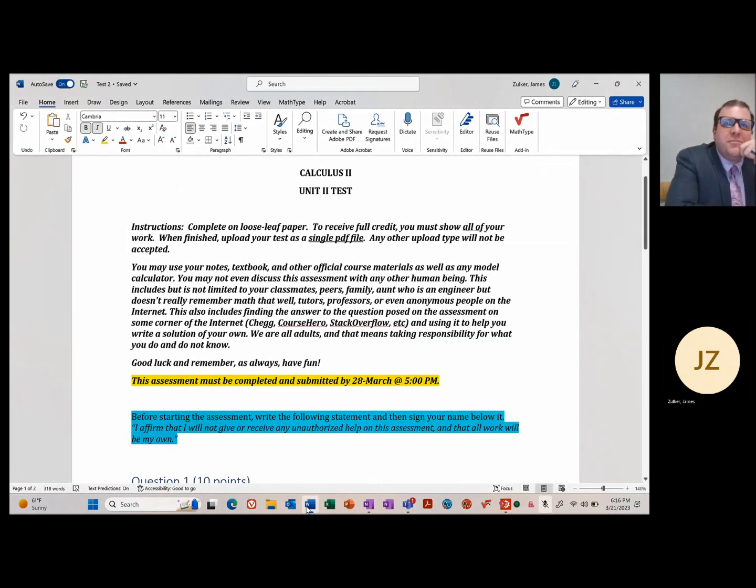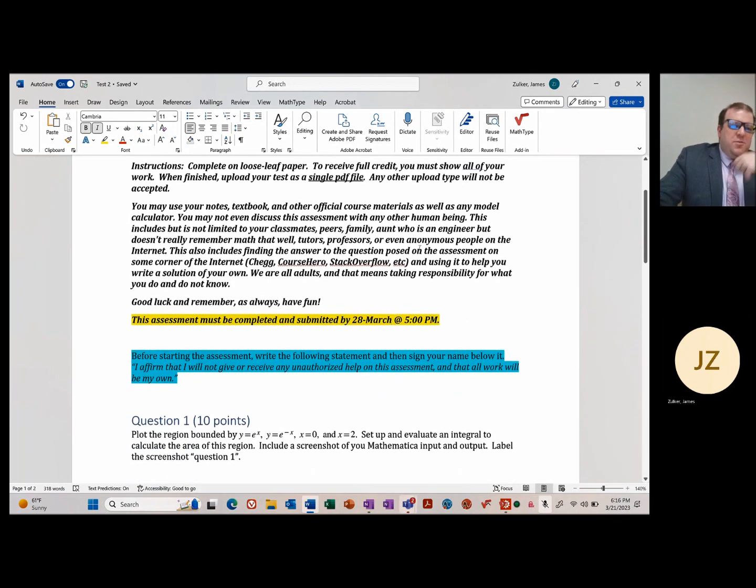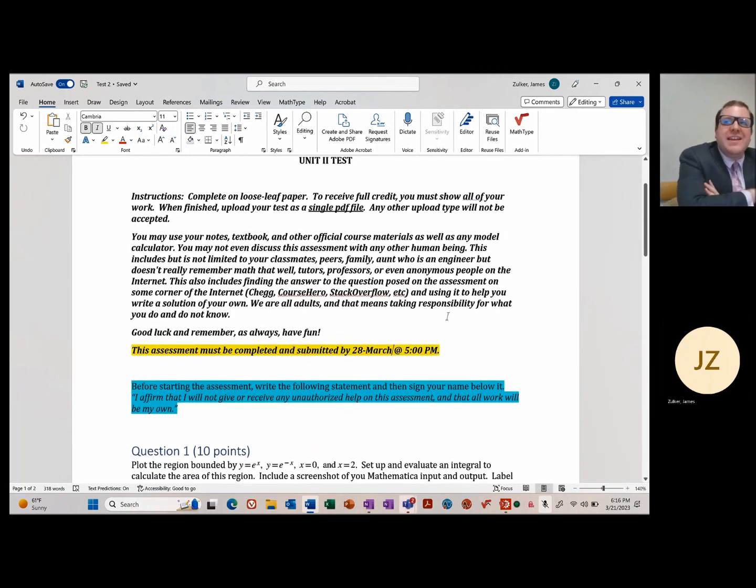Second test is now available. It'll be due before the start of next Tuesday's meeting. All right, same rules. Complete on loose leaf paper. Scan your test as a single PDF file. Screenshots can be separate. All right, allowed to use notes, textbook, course material, any model calculator, allowed to use Mathematica.